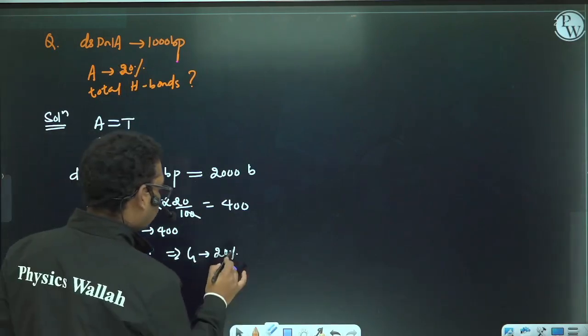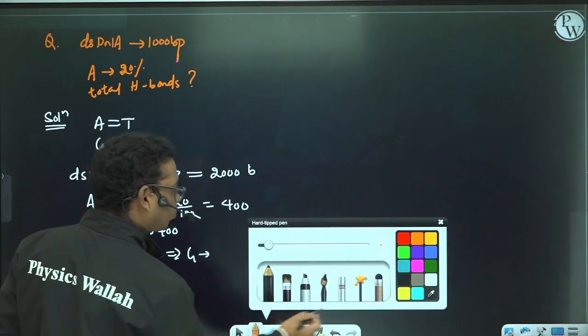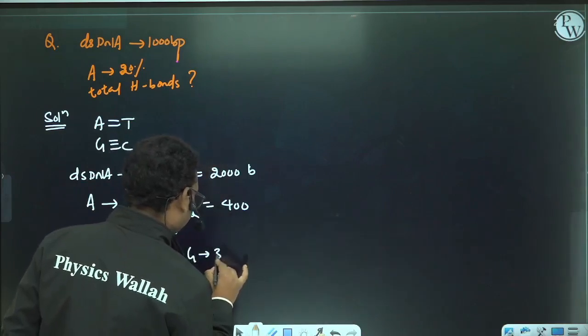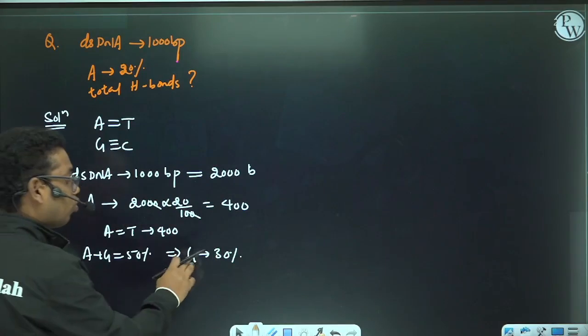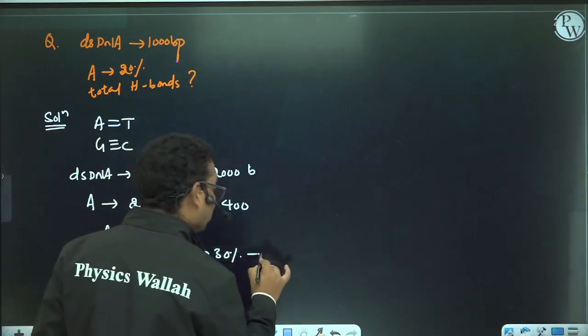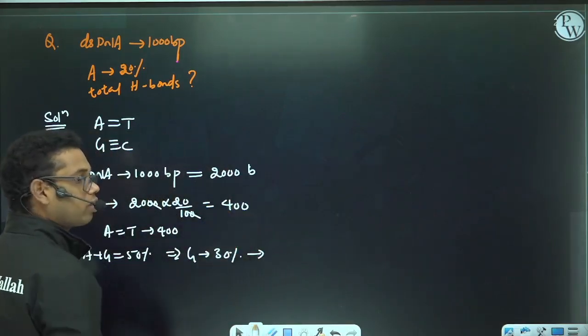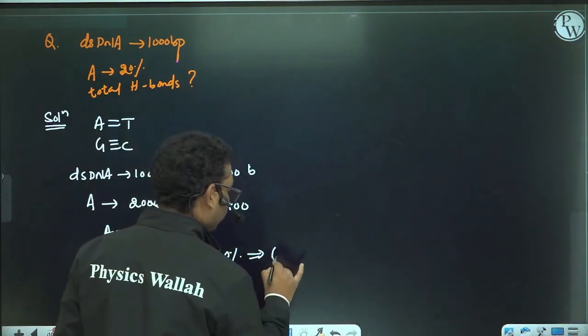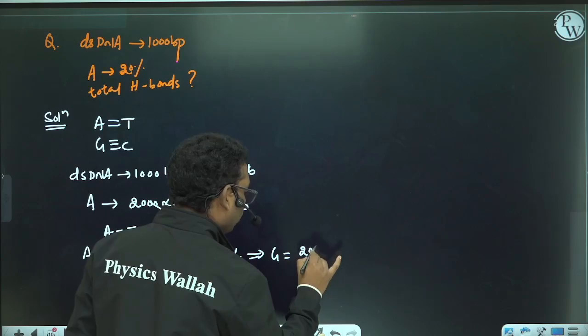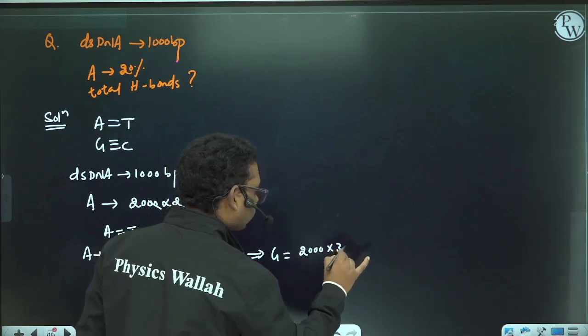So in this case, the guanine will be 30%. Right. So if guanine is 30%, that means it will be 30% of what? 2000 bases. 30% of 2000 bases. So I will say guanine will be 2000 bases times 30%.